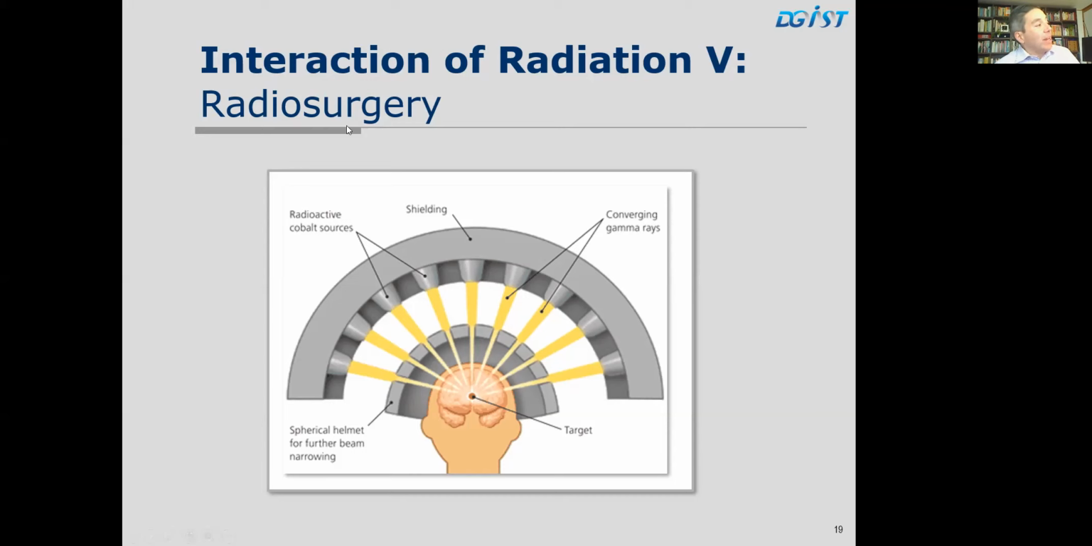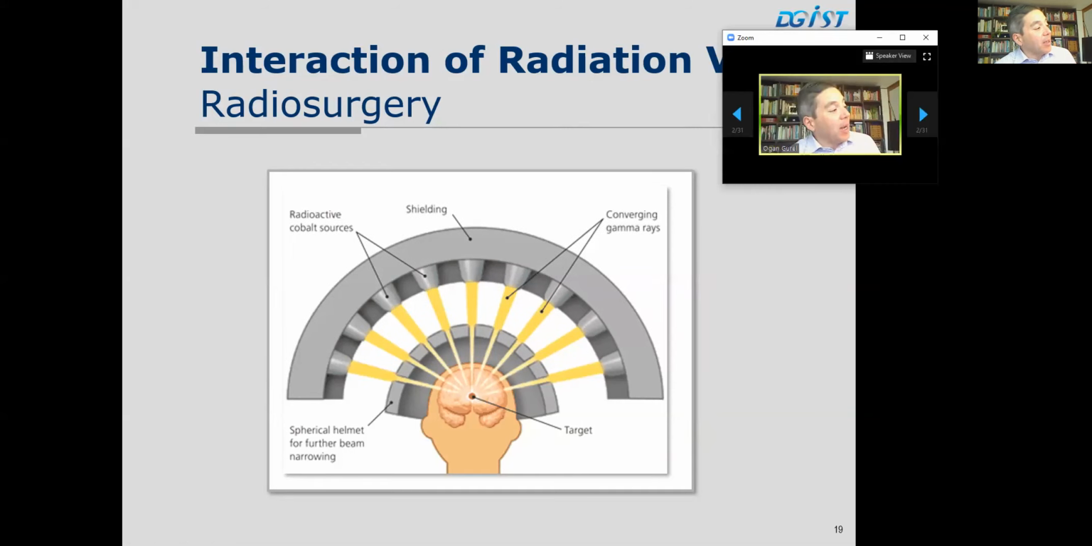So radiosurgery is the process of creating multiple beams of gamma rays that, through their geometry, converge and concentrate on a target, which may be a brain tumor in this case, so that the normal tissue that it's traveling through, as you can see here, is not affected by these gamma rays, but the concentrated effect is at the tumor target. So these are the radioactive cobalt sources, converging gamma rays, and you have a target here.